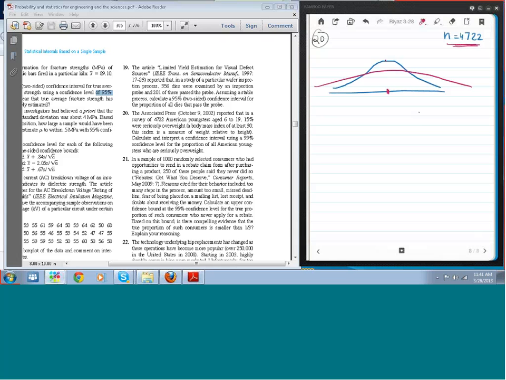The more data you have, the more confident you are about your prediction, right? So n is... 15% is seriously overweight. So X bar is 0.15.